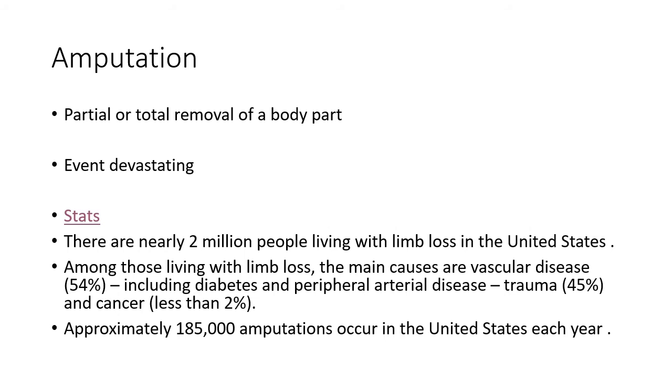Some of the statistics about amputation: there are nearly 2 million people living with limb loss in the United States, and among those living with limb loss, the main causes are vascular disease, that's 54% of them, including diabetes and peripheral arterial diseases. Trauma is 45% and cancer is less than 2%. So the most common cause is vascular disease. And approximately 185,000 amputations occur in the United States every year. That's a huge number, right?